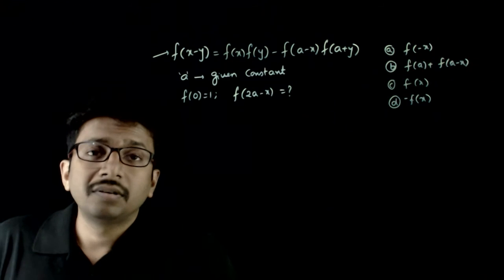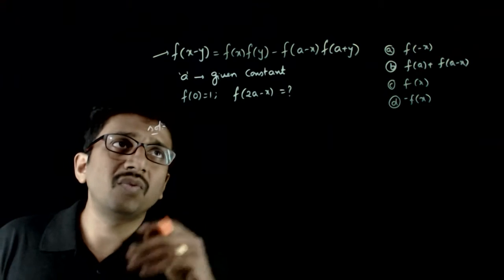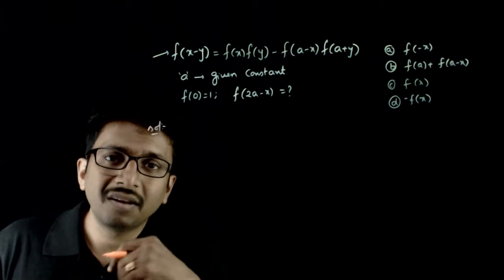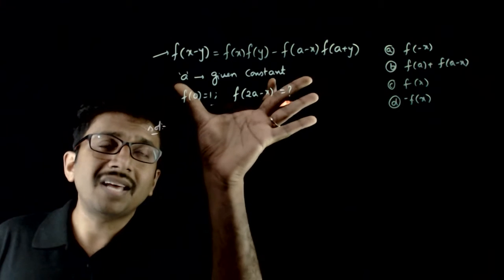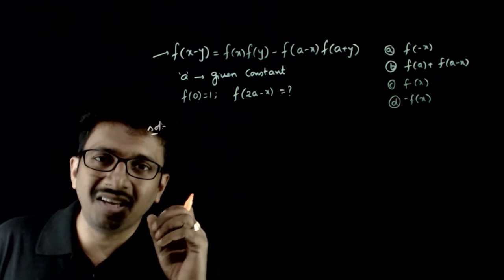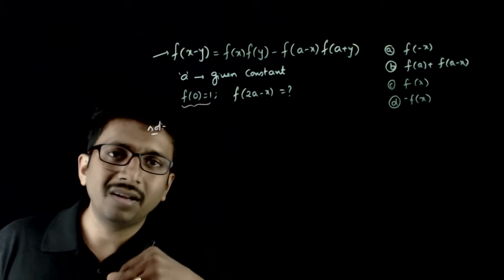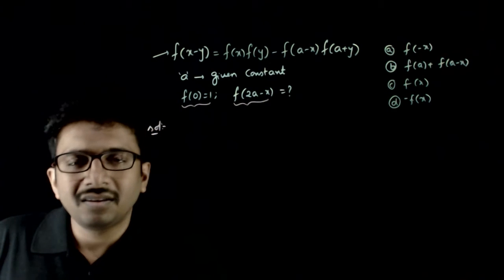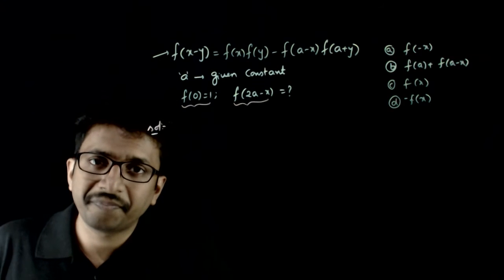So welcome students. In this question, given that f of x minus y is f of x into f of y minus f of a minus x times f of a plus y. This is an example of a functional equation. You're also given that f of 0 is equal to 1. You're asked to find the expression for f of 2a minus x, given 4 options.